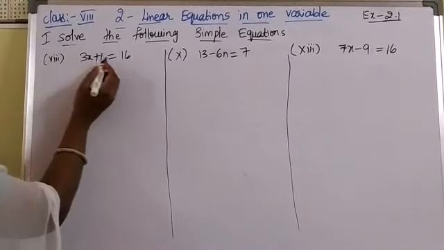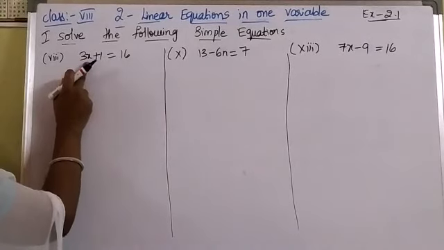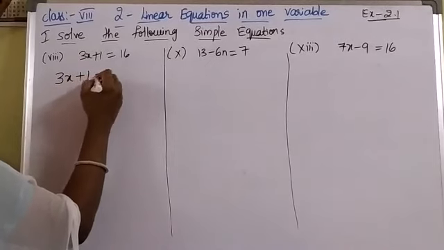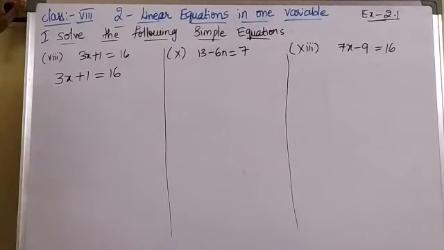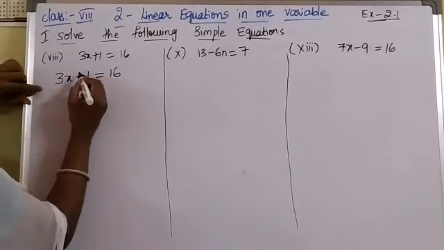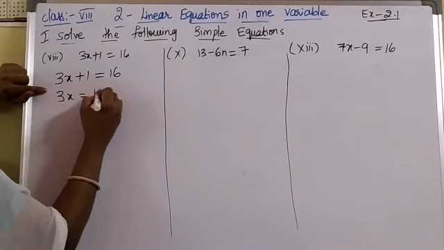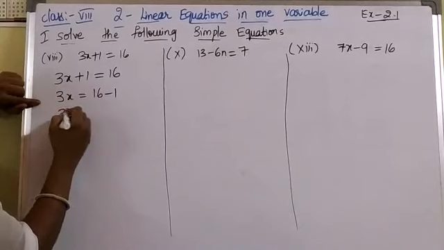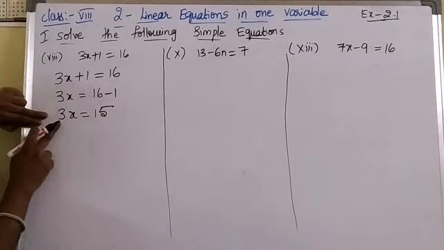Next, the 8th one, 3x plus 1 equal to 16. Here what is the variable, children? X. And here we have to find the value of x. Here 3x plus 1 equal to 16 is the question. I want x to be on the left side only because it is the subject. Now here plus 1 I will transpose to that side first. So 3x equal to 16 plus 1, when it transposes to the other side it will become minus 1. So 3x equal to 16 minus 1, how much? 15.